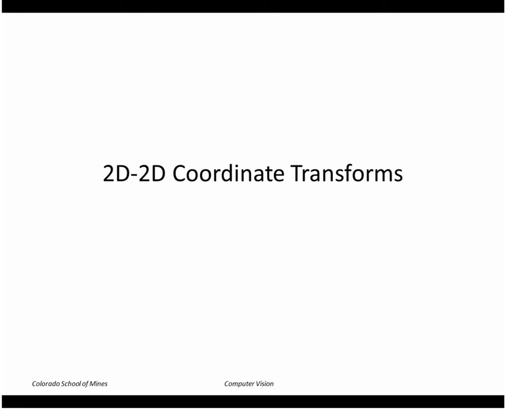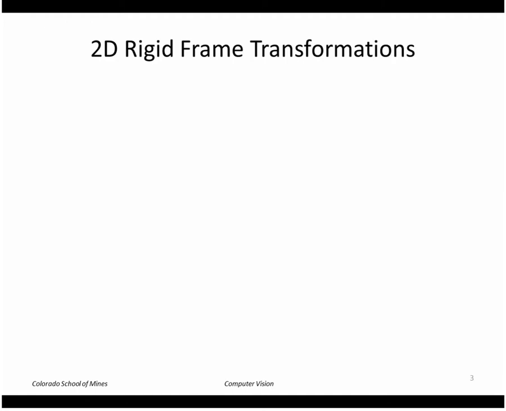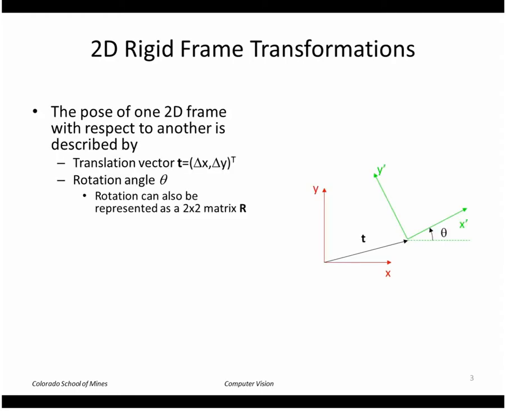This lecture is about two-dimensional to two-dimensional coordinate transforms. We'll first look at rigid frame transforms in two dimensions. A two-dimensional rigid frame transform describes the pose of one two-dimensional frame with respect to another, for example, the primed frame with respect to the unprimed frame. That's described by a translation vector t in two dimensions and a rotation angle theta.